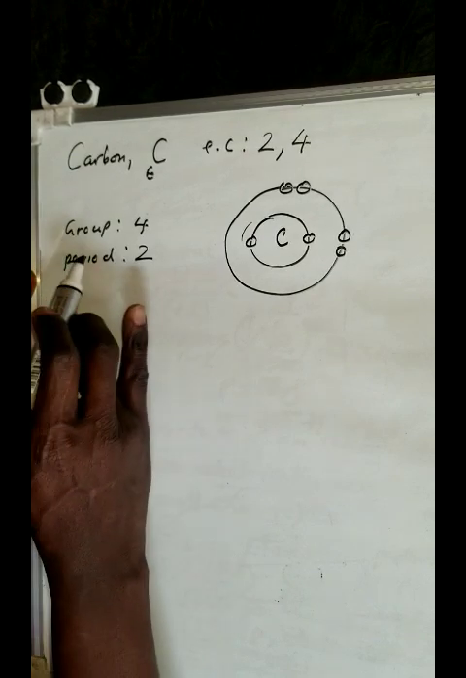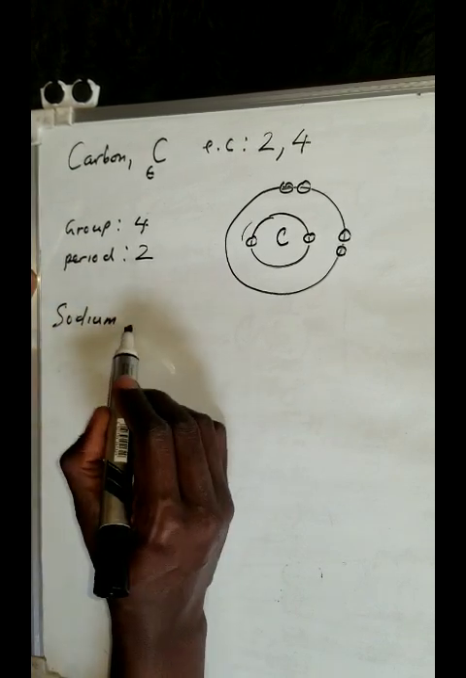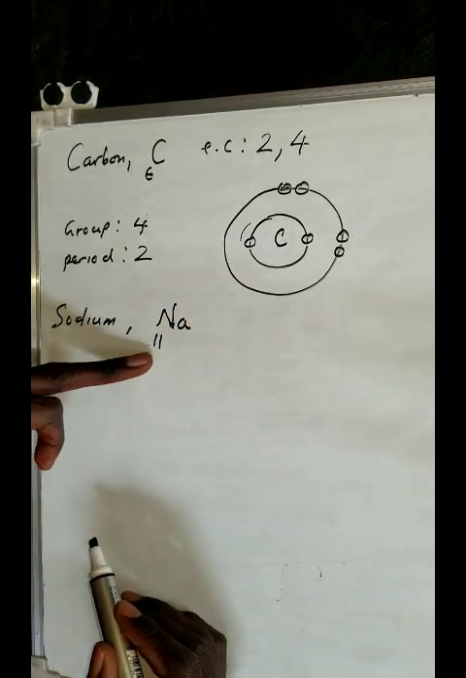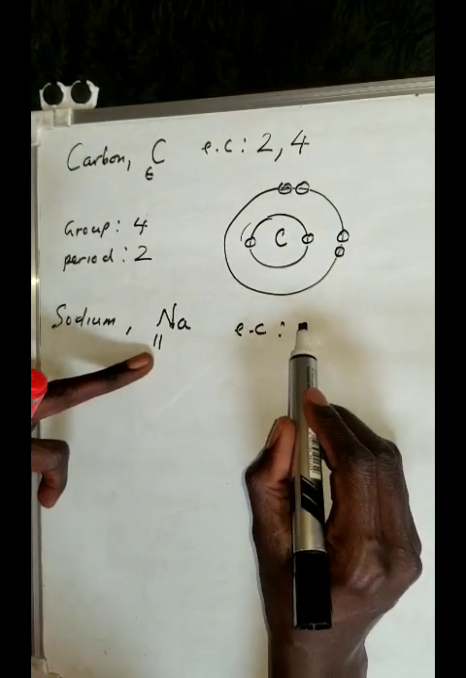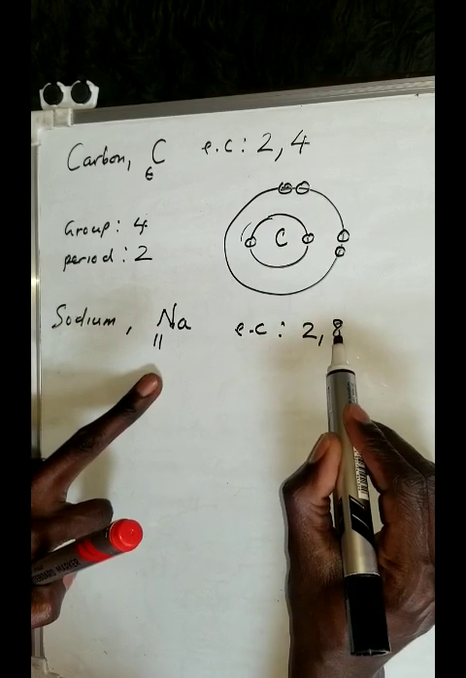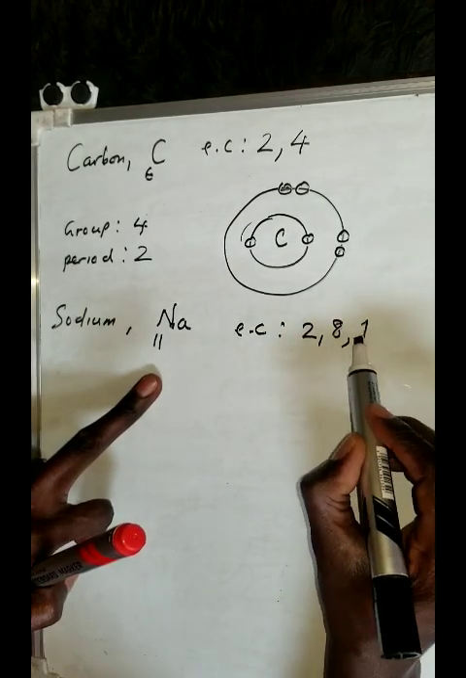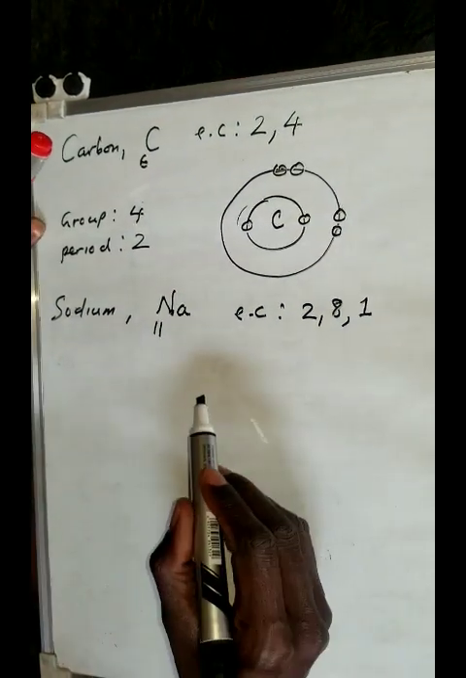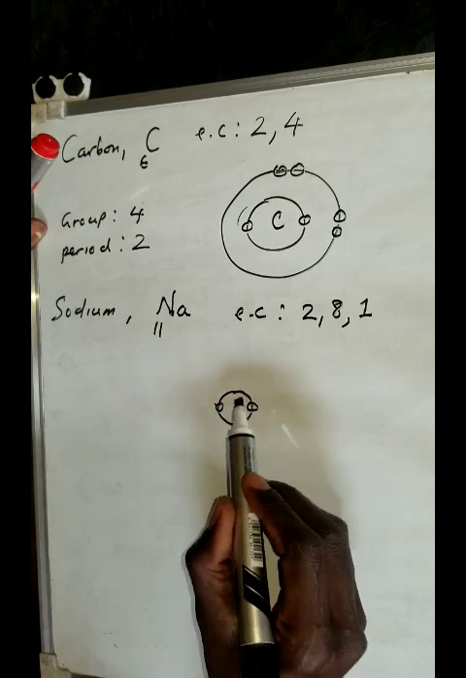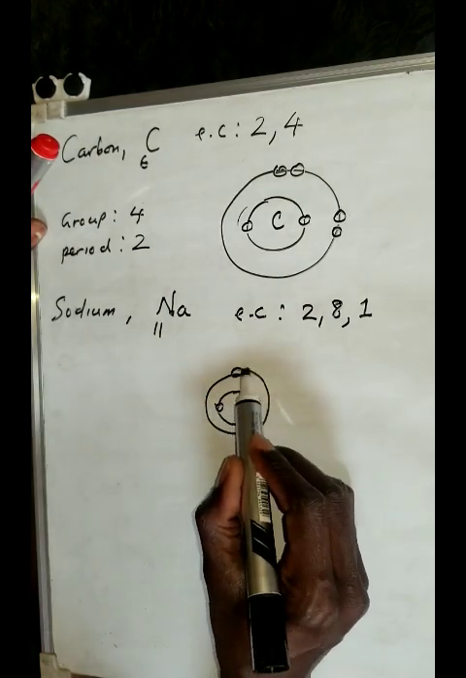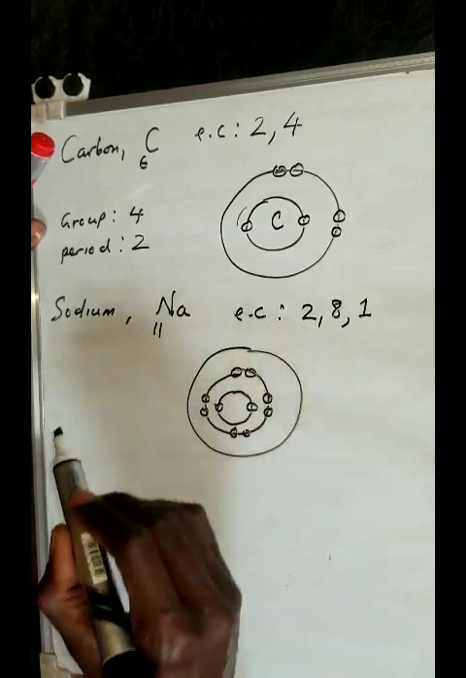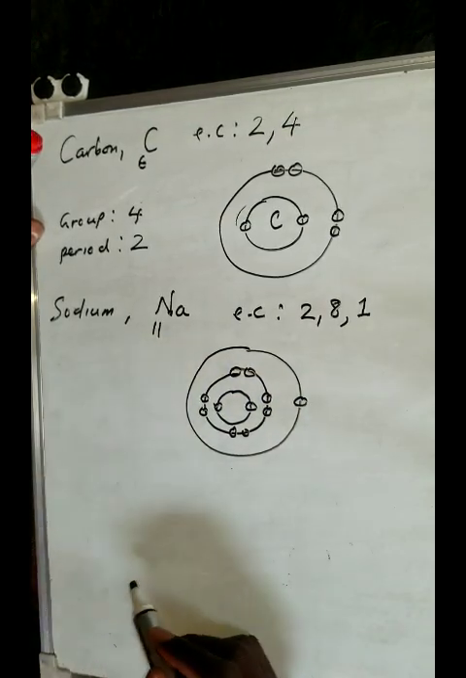Let's look at another one I'm calling sodium. Sodium, capital N and small letter a, has got 11 protons, meaning 11 electrons. So the electronic configuration is going to be 2, I still have more, 8. 2 plus 8, that is 10. I still have more, I'll put up the extra one in the third shell. So if I was to draw the structure of sodium, in the first shell I'll put up just 2 electrons. In the second shell, I'll put up 8 electrons. And in the third shell, I'll only put up 1 electron. That's the structure for sodium.